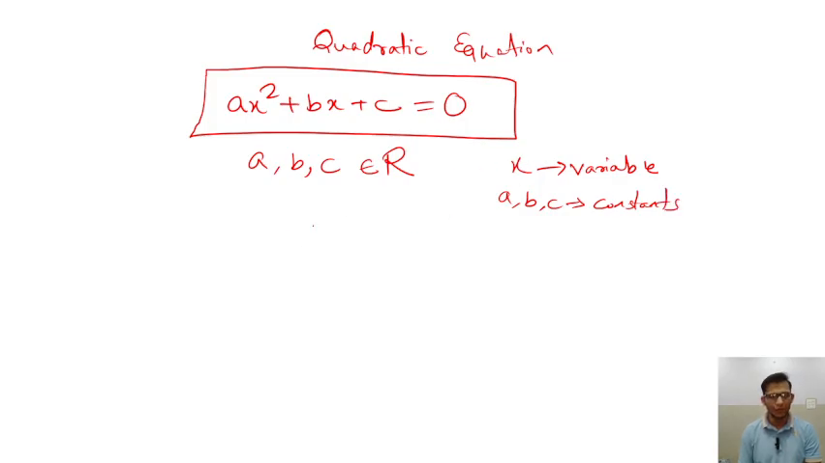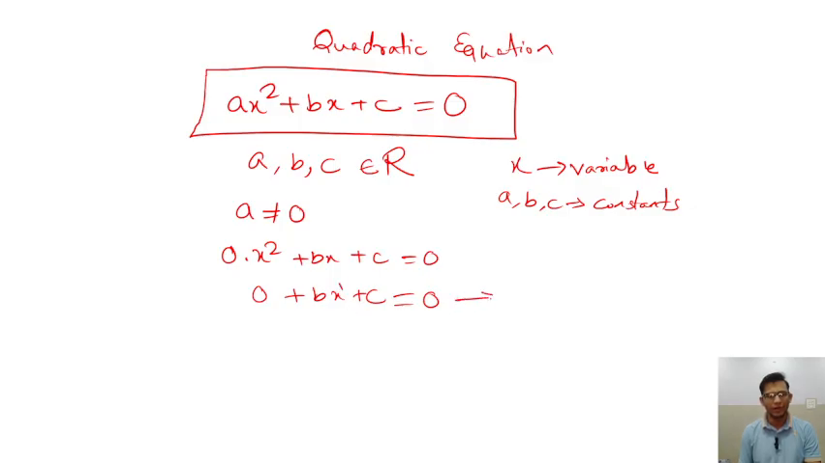There is one more important condition, that is a is not equal to 0. Why? Because if a becomes 0, then 0 into x square plus bx plus c equal to 0, and 0 into something is 0. So the equation reduces to bx plus c equal to 0. It means now the highest power of the variable is 1. Therefore, it is not a quadratic equation, it is a linear equation. So for an equation to be quadratic, the most important condition is that a must not be equal to 0. This is the basic of quadratic equation.